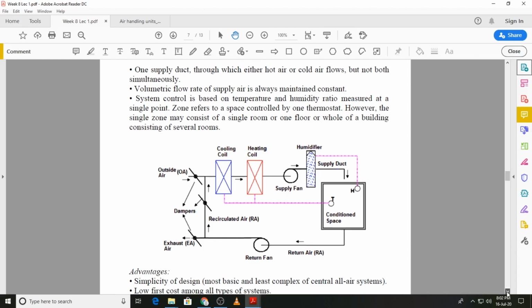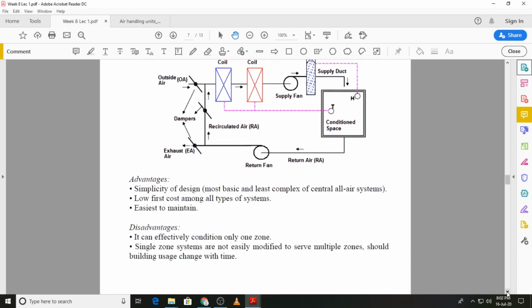It has certain advantages and disadvantages, which are listed over here because it's the simplest of the designs. It has a low first cost and maintenance is easy, but again the restriction is that it can condition only one zone. It is not suitable for multiple zones, and if there is a change in the requirement of a building from a single zone system to a multiple zone system, this type of system, if we have installed it, would not be easily modified. It will probably be better to shift to a proper multi-zone system, which we are going to look at as we move through this discussion.